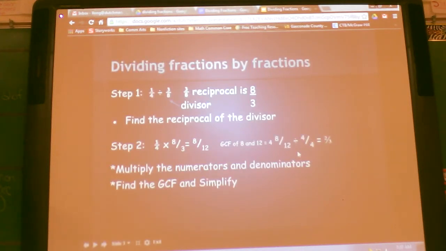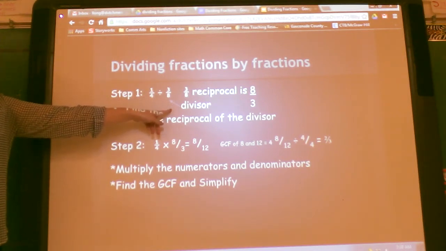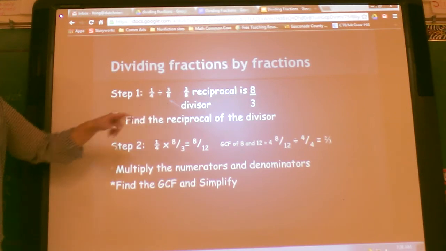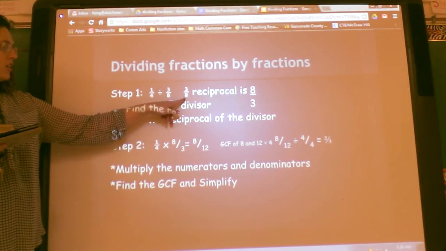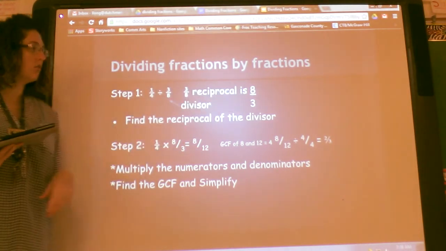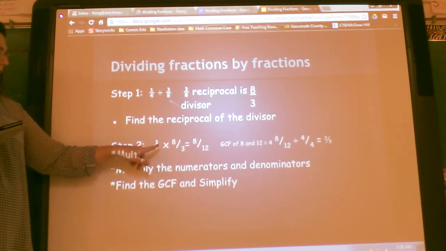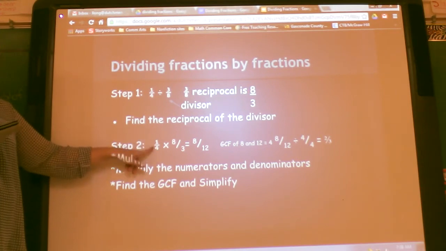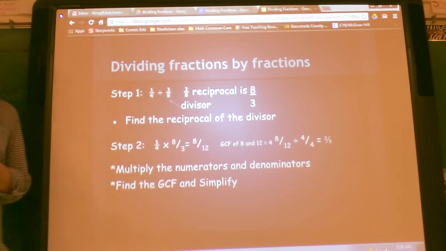So if we have a fraction divided by a fraction, and we have 1/4 divided by 3/8, your divisor is your second number, and we take our divisor and we find the reciprocal of it. So we have 3/8, the reciprocal, we flip it, and we get 8/3. Okay? Now, for step 2, what we do is we take that reciprocal and we multiply it times our dividend. So 1/4 times 8/3.